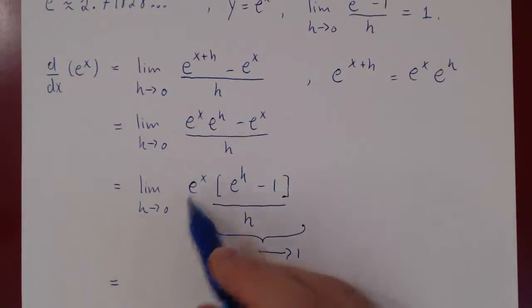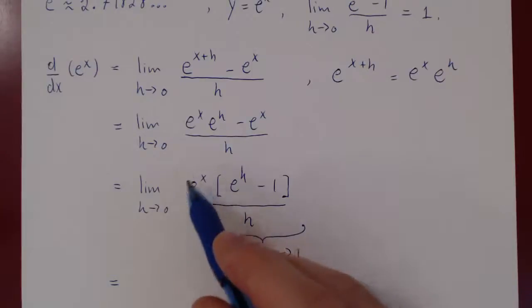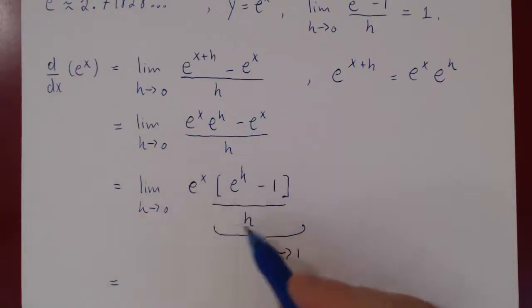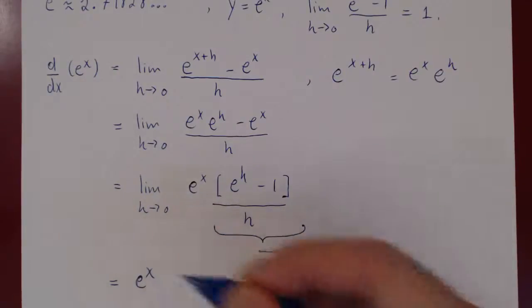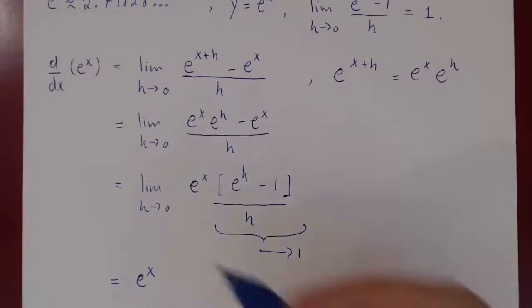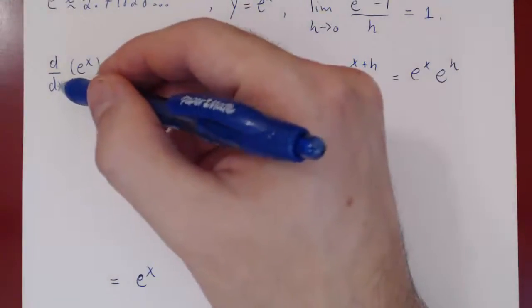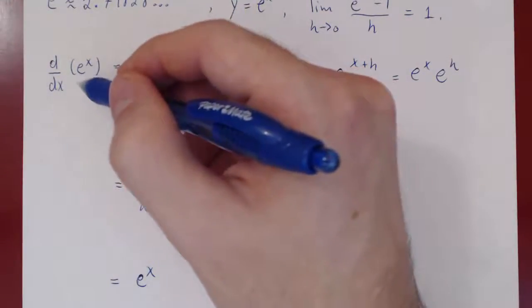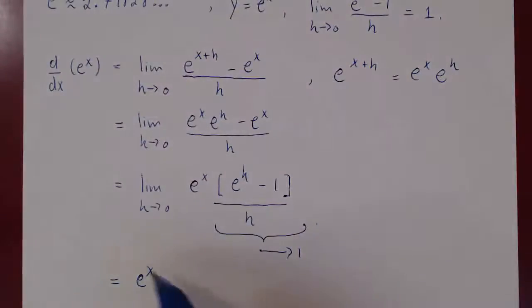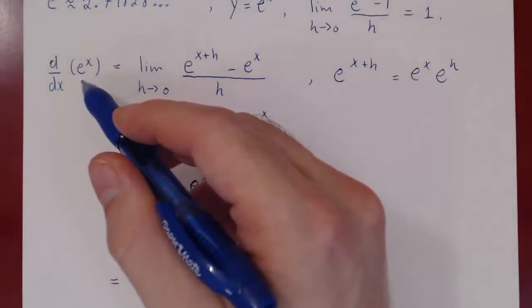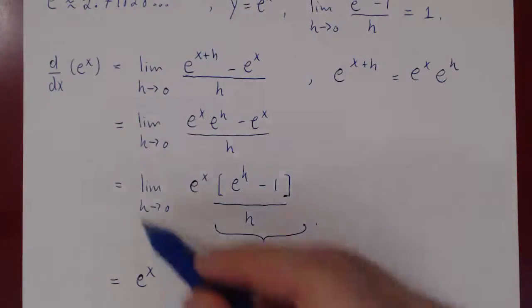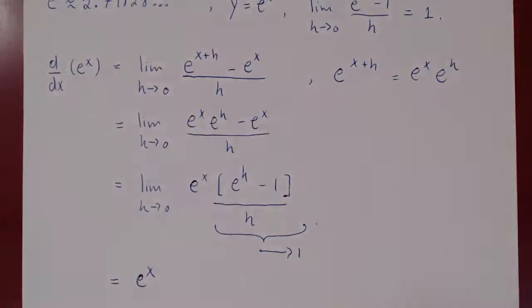As h approaches 0, there is no h here. So this will stay e to the x times this expression which approaches 1. So we'll be left with e to the x times 1, which is e to the x. And look at that. The derivative of the exponential function base e, of e to the x, at any value of x is equal to itself. Nothing has happened. So the function is its own derivative.